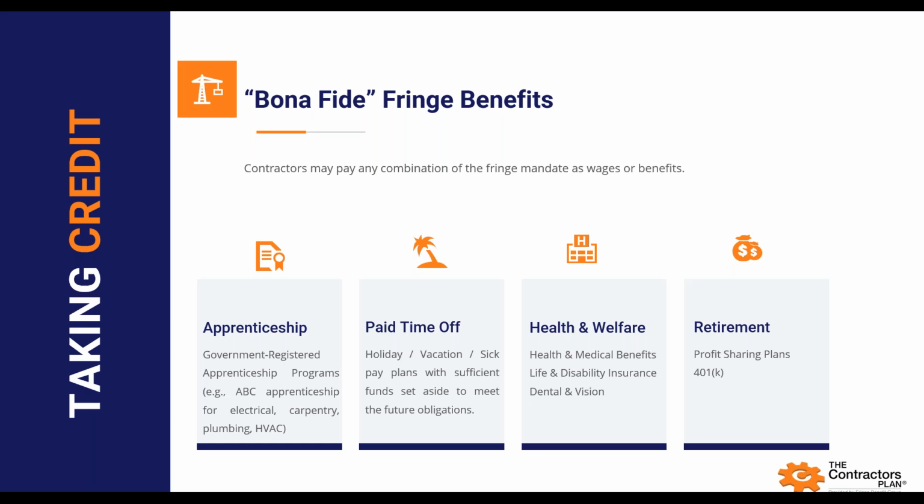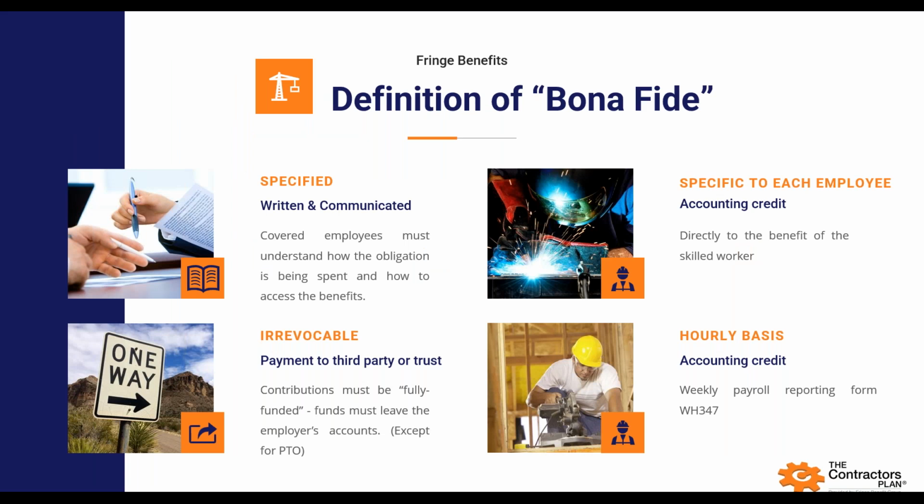If you were a union contractor, those would go into pension plans and health and welfare funds and so on. So what is the actual definition? Well, it's these 4 components. One, it must be specified. In other words, it has to be written and communicated to those covered employees. You can't just have a plan and not tell anyone about it. Two, it must be irrevocable. So these funds must be fully funded. The funds must leave the employer's account. The exception to that is paid time off.